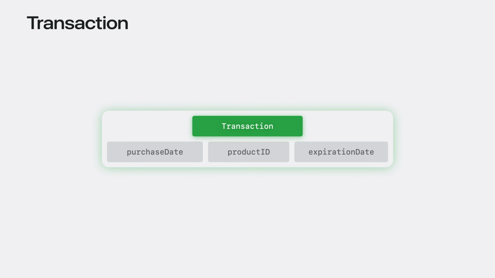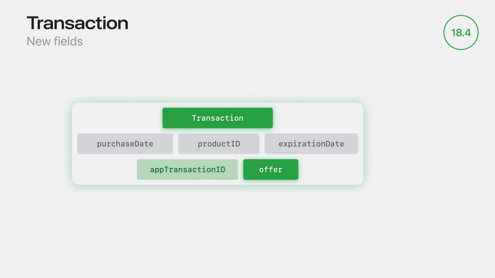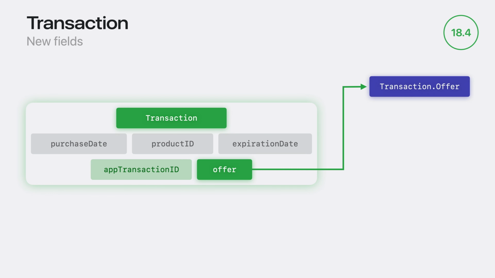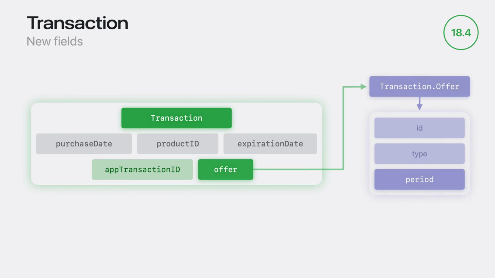New this year, the transaction model has three additional fields. The app transaction ID field, which is back deployed to iOS 15, is the unique identifier of the app download transaction. This is the same value that the app transaction type contains, which I discussed earlier. iOS 18.4 also introduced the offer period field, which is contained in the offer member. Offer period is the subscription period associated with a subscription offer a customer redeems at the time of purchase.